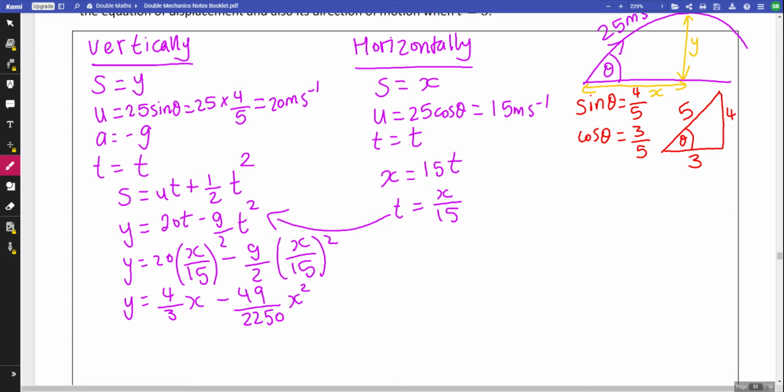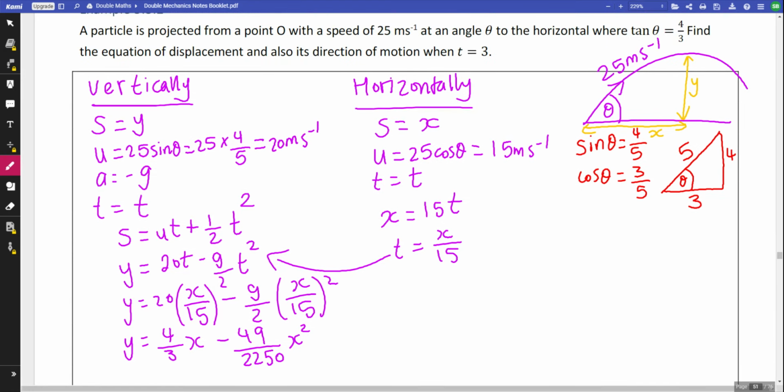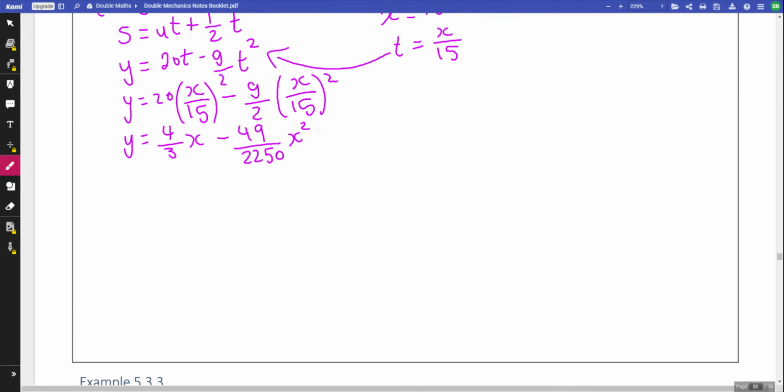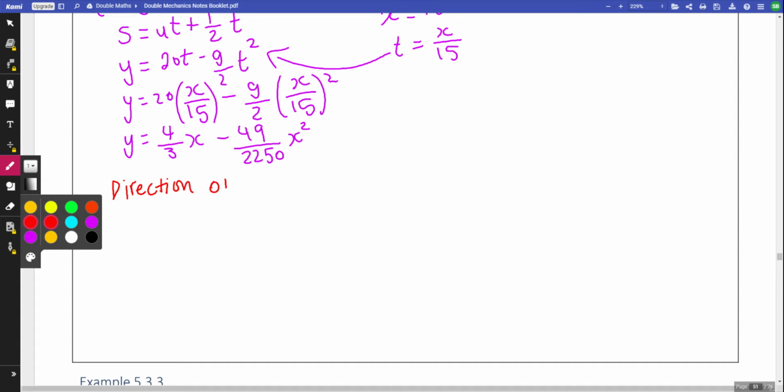The second part of the question wants us to find, if I just go back to the question for a second, the direction of motion when t is 3 seconds. So at 3 seconds, what direction is this particle traveling in? So in order to consider direction, the direction that it's traveling in, we first have to consider the velocity that this particle has horizontally and vertically when t is 3 seconds. So again, we create two separate suvat equations. So if I just write direction of motion here so that we know we're working on the second part of the question.